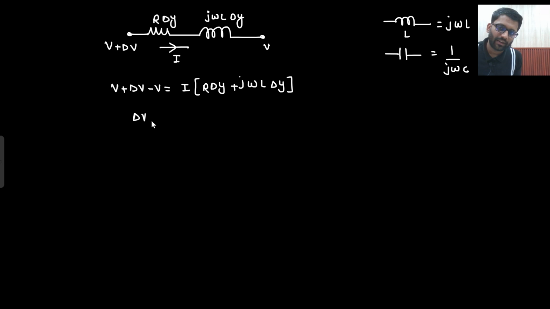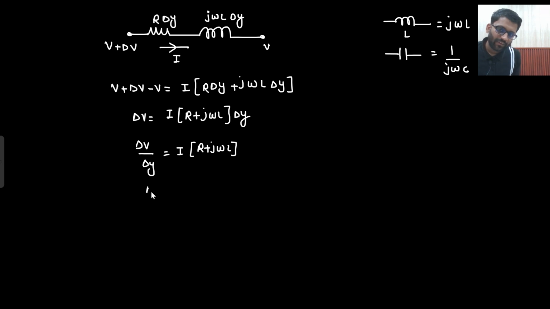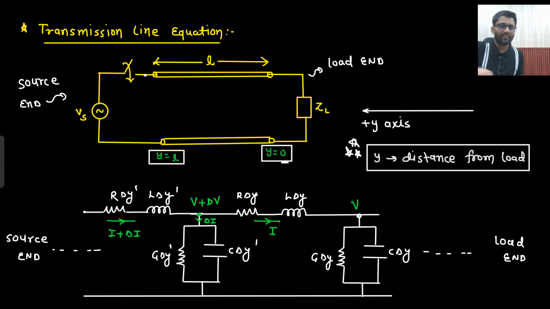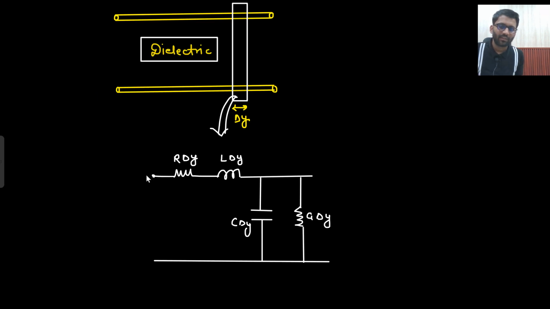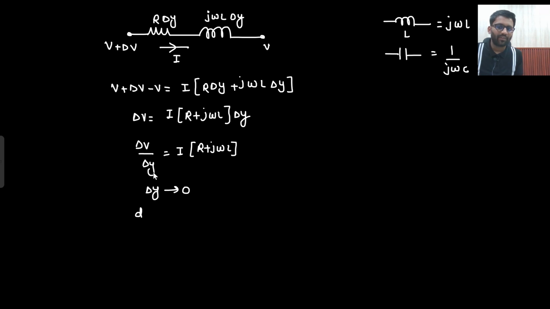So what you are going to get? Delta V is equal to I into R plus j omega L into delta Y. Right? So delta V by delta Y is equal to I into R plus j omega L. And if delta Y tends to 0, then what will happen? Delta Y that we have taken is a very small portion. If that is tending to 0, you can replace delta V by delta Y as dV by dy.